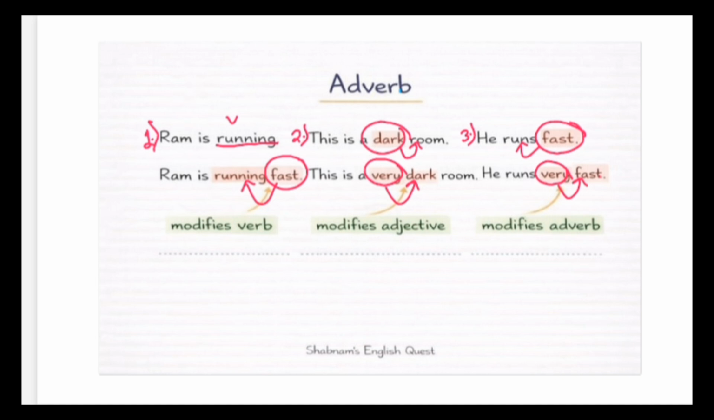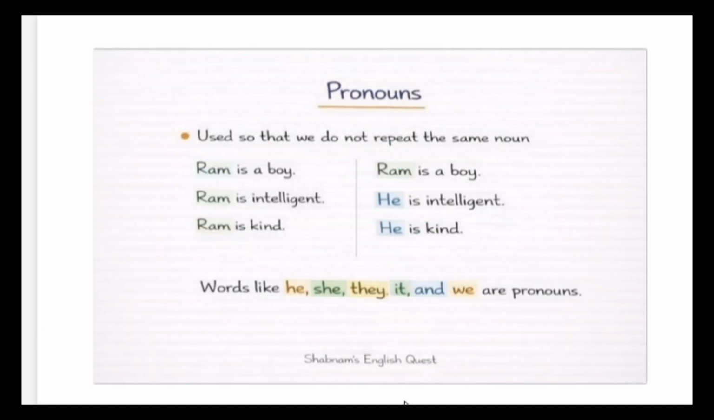Now pronouns. Pronouns are used so that we do not repeat the same noun again and again. For example, Ram is a boy, Ram is intelligent, Ram is kind. Instead of saying Ram every time, we say Ram is a boy, he is intelligent, he is kind. Words like he, she, they, it, and we are pronouns.